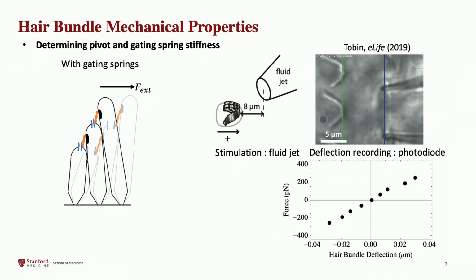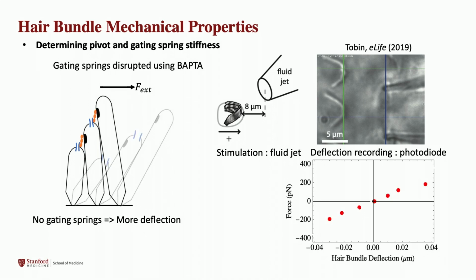So we use this as one of our input data sets. For the second data set, the experimental procedure is the same, but the gating springs are disrupted using a chemical called BAPTA. So here the load deflections are recorded for the hair bundle without the gating springs. And we use these two data sets to determine the pivot stiffness and the gating spring stiffness in our model.